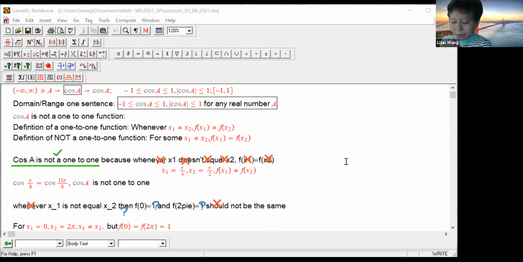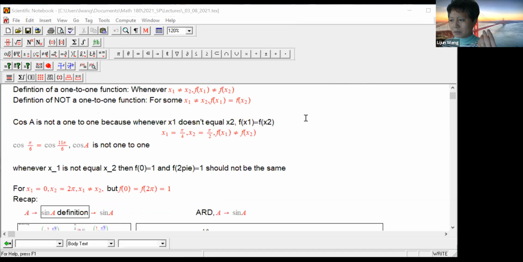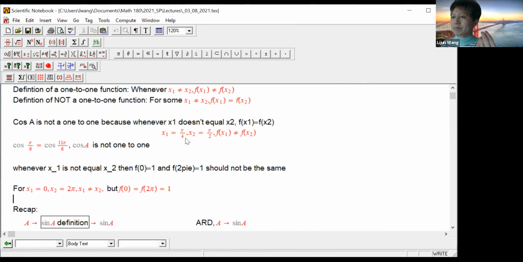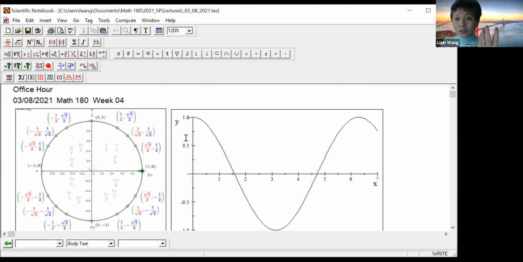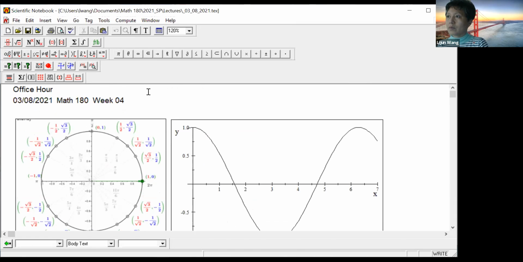Any questions? All right, so we just discussed that the cosine is not one-to-one. You see how to make that statement. So we're going to move forward. If it's not one-to-one, therefore cosine does not have an inverse. Cosine does not have an inverse.